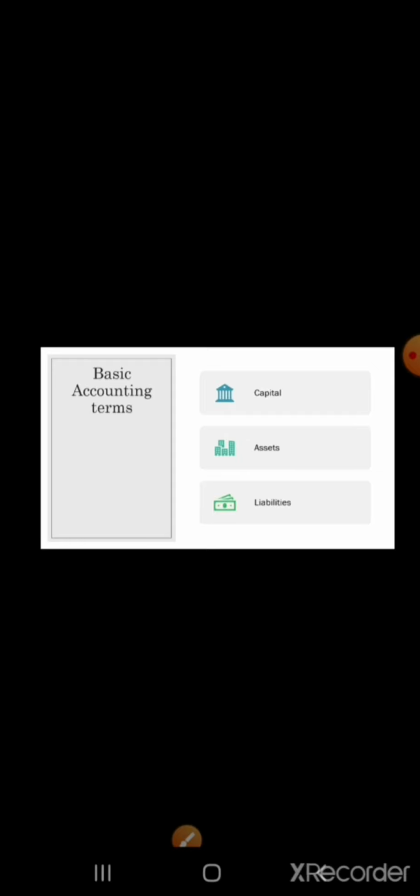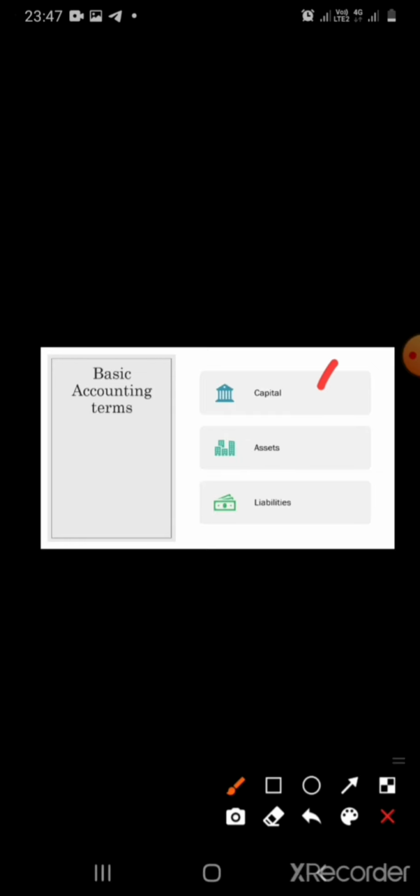So, to understand the accounting equation, one must compulsorily understand three basic terms, that means capital, assets and liabilities. So let us see what is meant by capital, what is meant by assets and what is meant by liabilities.